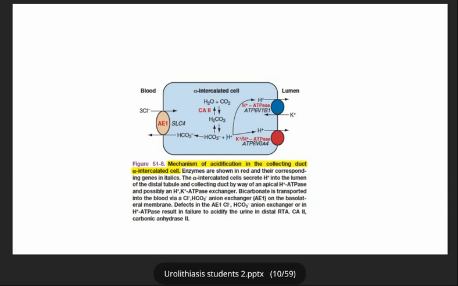Okay, so this is the intercalated cell. Usually there is an excretion of hydrogen ion to acidify the urine, and there is reabsorption of bicarbonate in the blood. So if there is a problem in this pump, the hydrogen will not be excreted in the urine, and it will cause alkaline urine. And if the bicarb is not absorbed in the blood, it will cause acidic blood. So I just want to go back to show you.